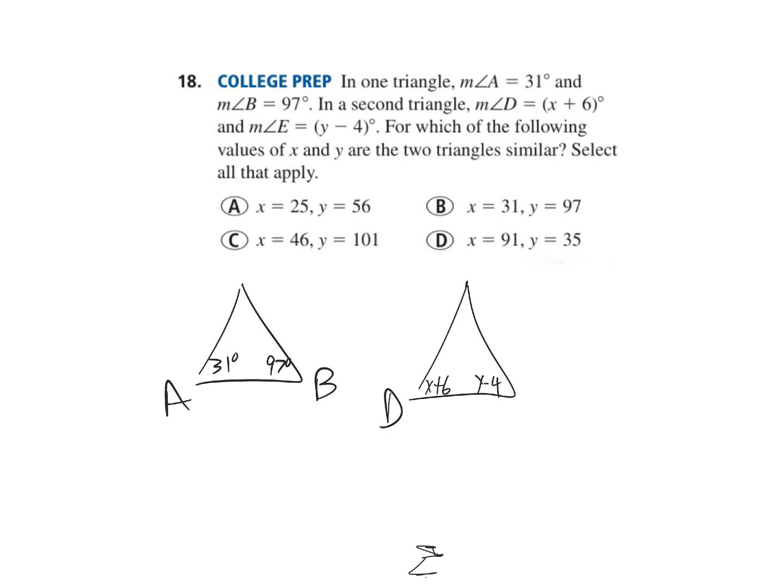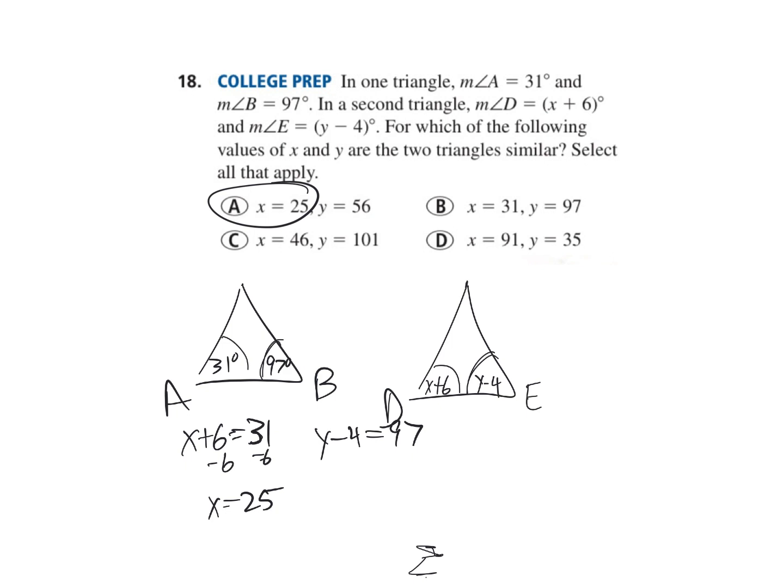All right, so basically what they're saying is angle A has to be equal to angle D, and angle B has to be equal to angle E. So just figure them out. X plus 6 must equal 31, and y minus 4 must equal 97. So we just figure both of these out. So we subtract 6, and x has to be 25. So right there, that's the only one that says 25. So the answer is going to be A. Let's just go ahead and do the rest of this. Add 4, y has to be 101.